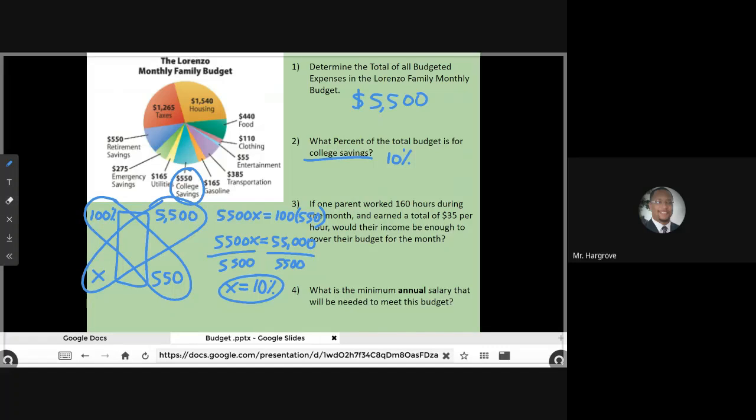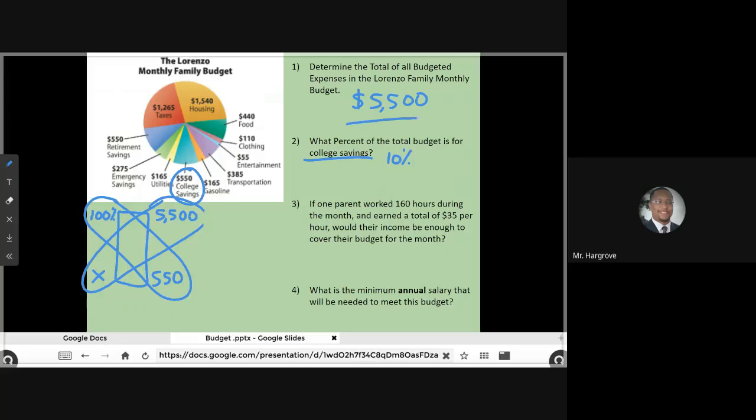Now I'm going to erase part of this so we can actually see problem number 3. And problem number 3 says, if one parent worked 160 hours during the month and earned a total of $35 per hour, would their income be enough to cover the budget for the month?